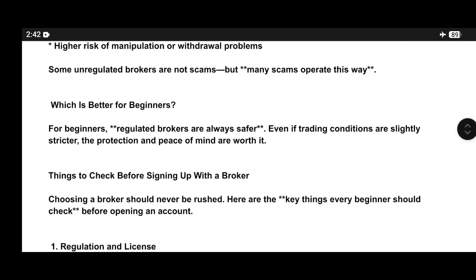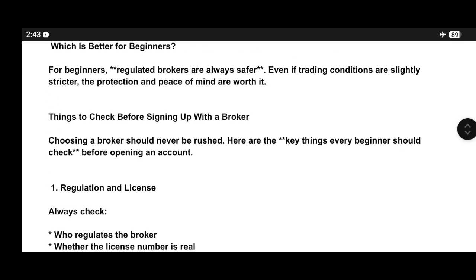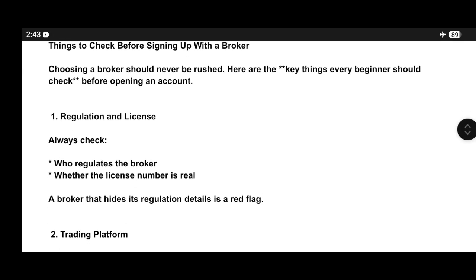Things to check before signing up with a broker. Choosing a broker should never be rushed. Here are the key things every trader should check before opening an account. Number one, regulation and license. Always check who regulates the broker and whether the license number is real. A broker that hides its regulation details is a red flag.